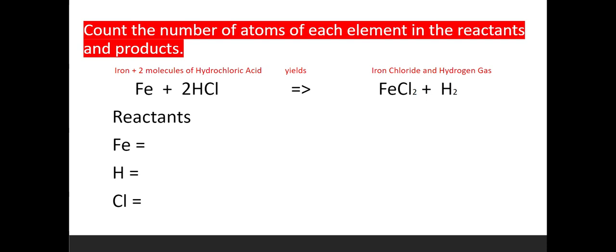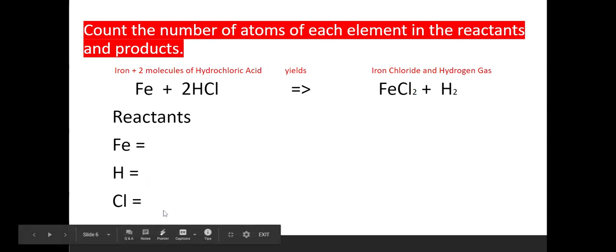How many atoms of iron do we have? Go ahead and write your answer here on your page. How many atoms of hydrogen do we have? Now, we would pretend that there are some parentheses here, and we're going to multiply that 2 against all of the atoms in this molecule. So we actually have 2 hydrogen atoms and 2 chlorine atoms. All right, so your numbers should say 1, 2, 2.